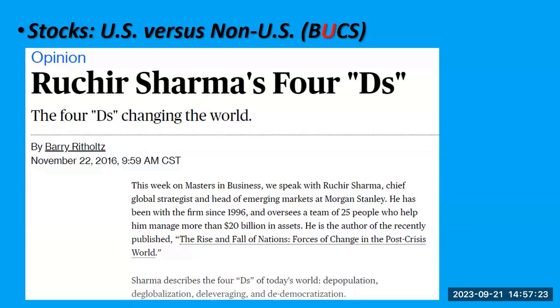But he talked about the 4 Ds that he thinks are driving the world right now. So he's arguing Germany's not the place to be. Well, why is that? So he goes through the 4 Ds. The first D is depopulation. Birth rates are way, way, way down.